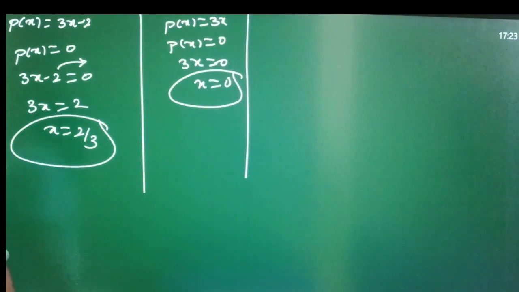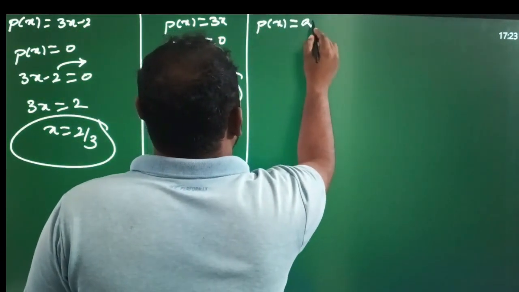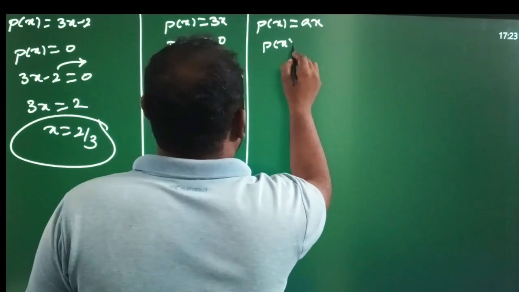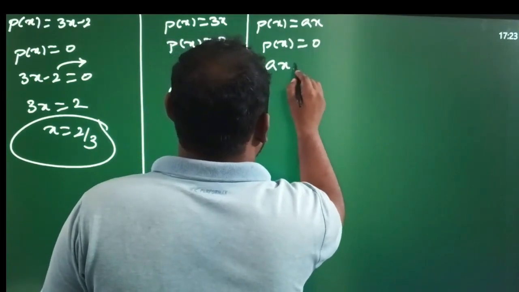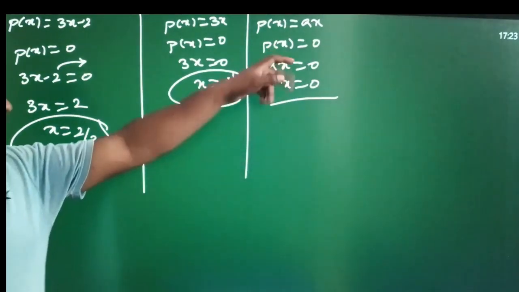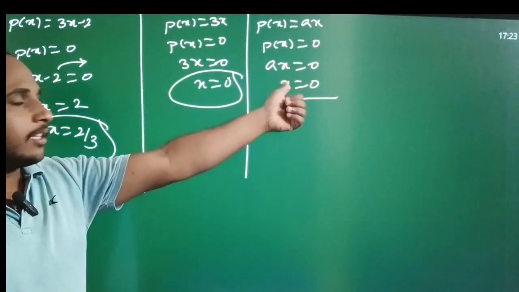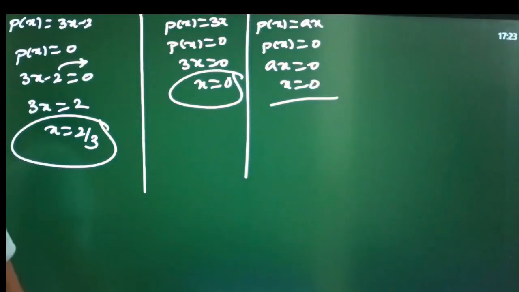Next one, p of x equals ax. Now p of x is 0, therefore ax equals 0. That means x equals 0. Here p of x equals ax, p of x is 0, therefore ax equals 0, and so x equals 0.